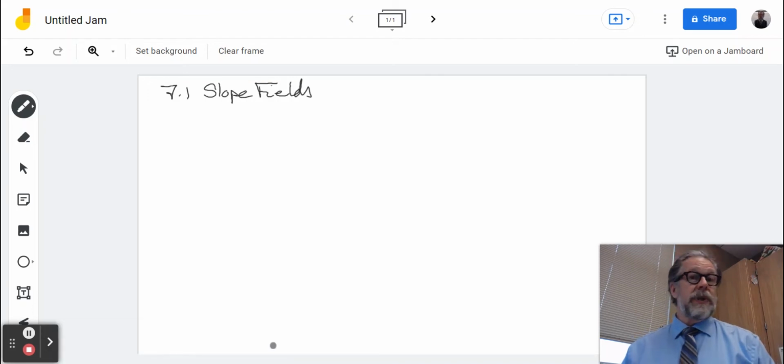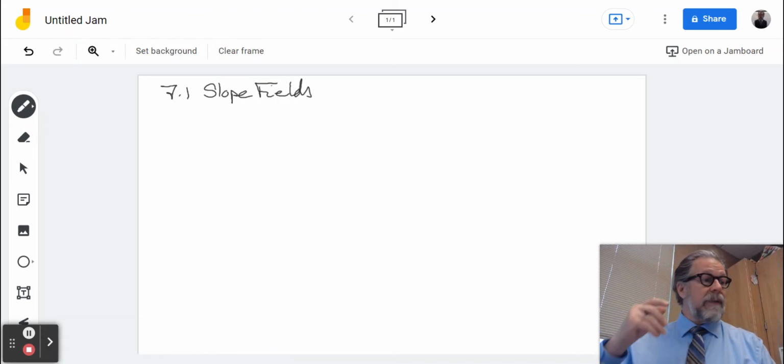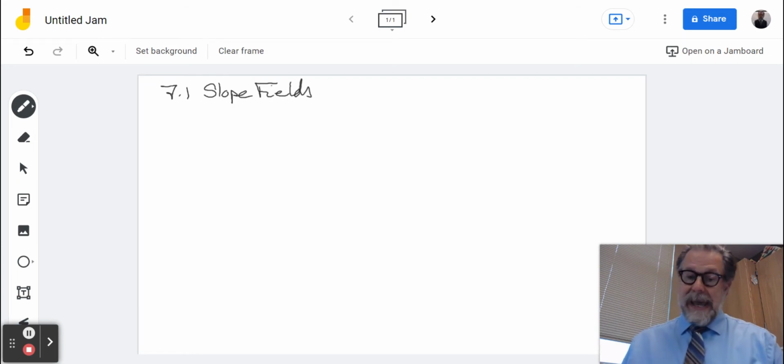Right, welcome to Chapter 7. Chapter 7 is about differential equations and mathematical modeling. And we're going to start by, first off, defining differential equations and talking a little bit about them. And then we're going to work into something called slope fields, and we'll get into what that is. But just so you know where we're going, let's start with a quick definition.